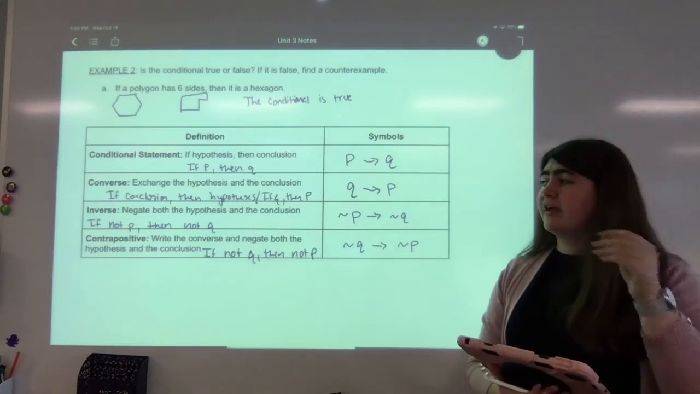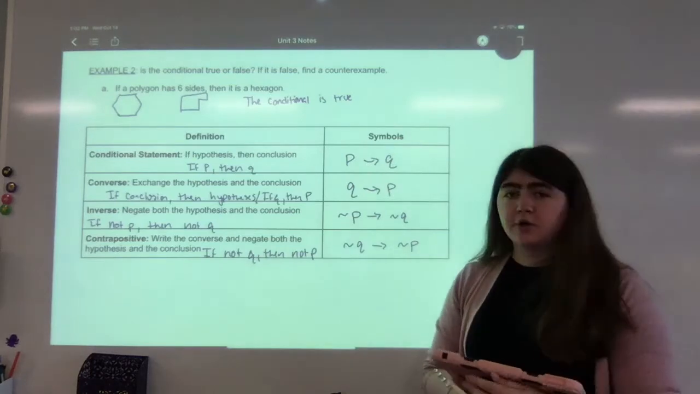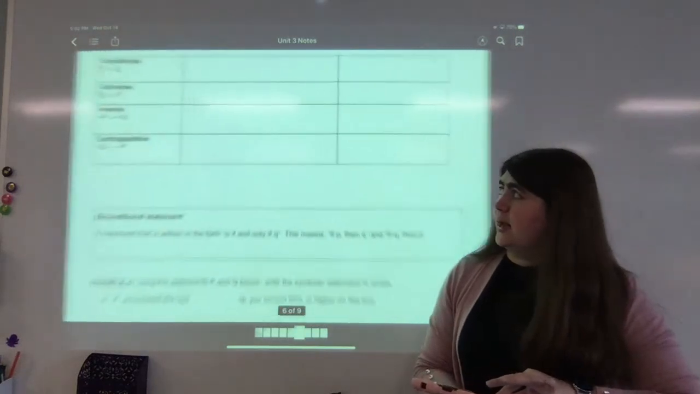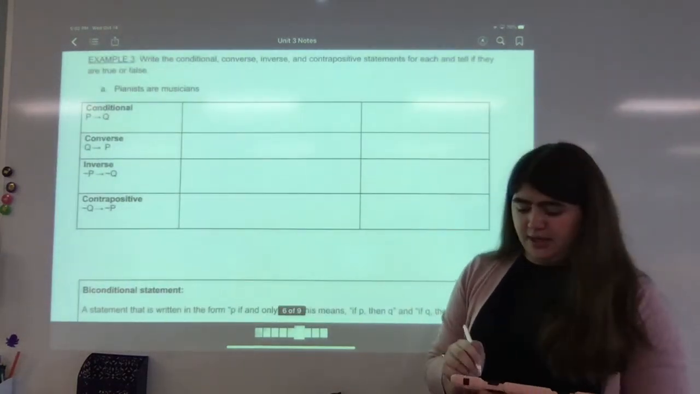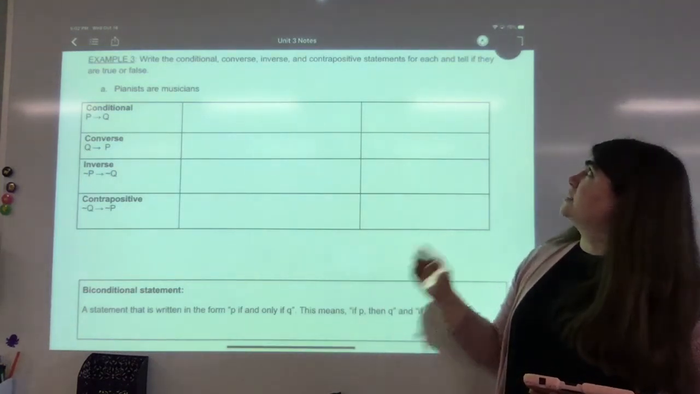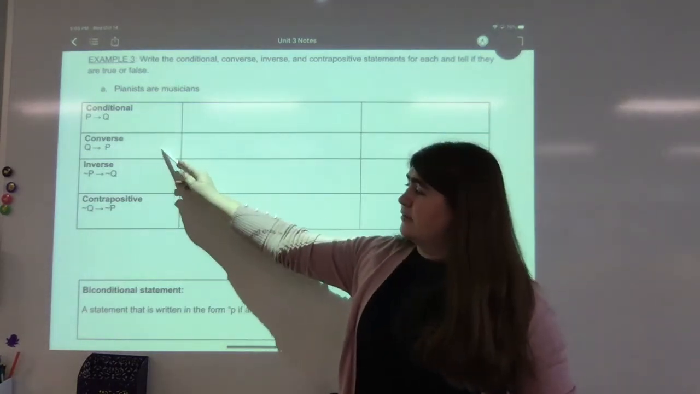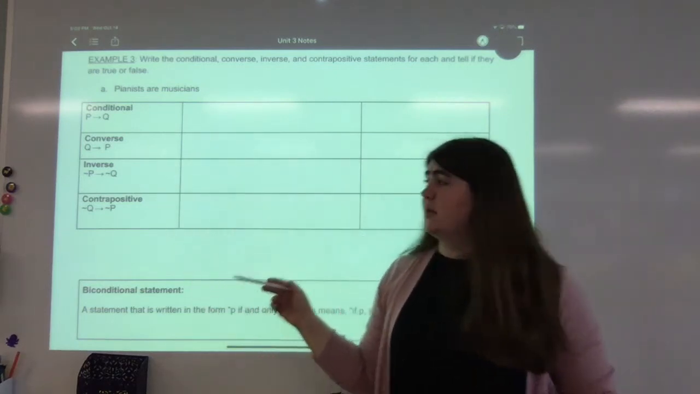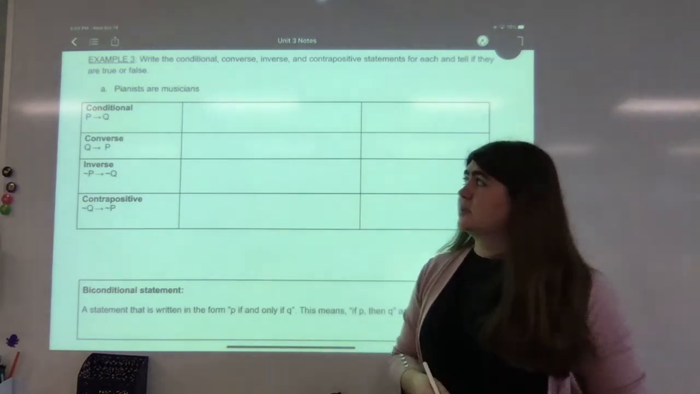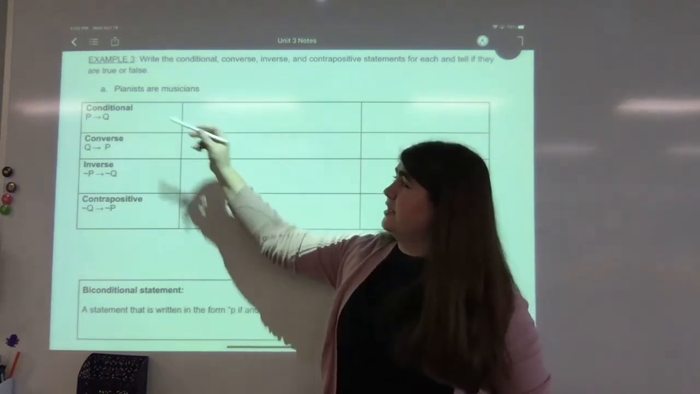All right, now that we've taken a look at the statements in their symbols in their basic form, we're going to go ahead and look at an example that uses some words. So I'm going to flip the page here, and I have up here example 3 that says, write the conditional, converse, inverse, and contrapositive statements for each and tell if they are true or false. So I have the conditional, if P then Q, converse, if Q then P, inverse, if not P, then not Q, contrapositive, if not Q, then not P.